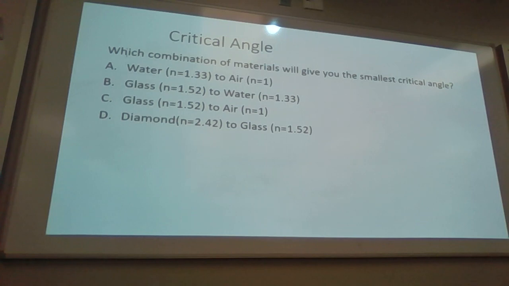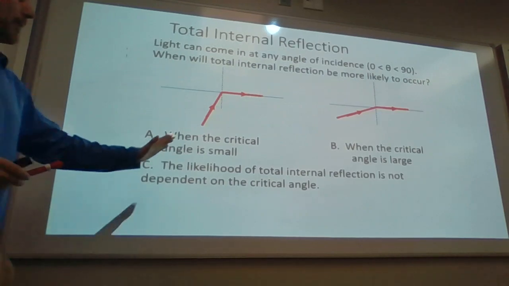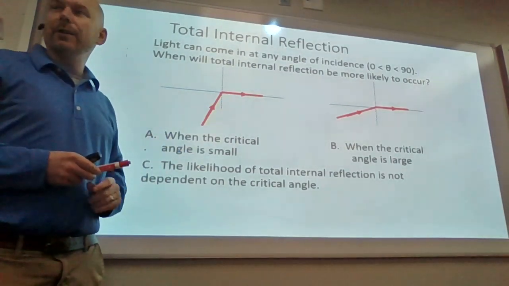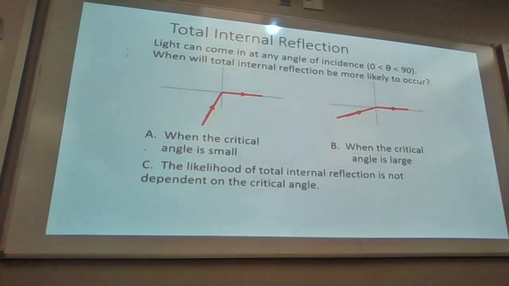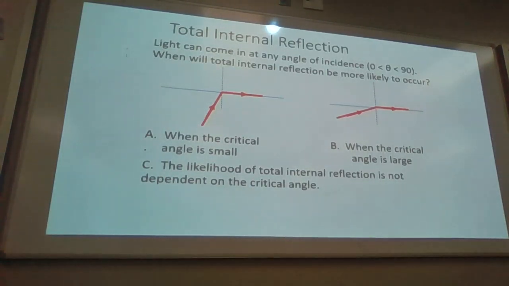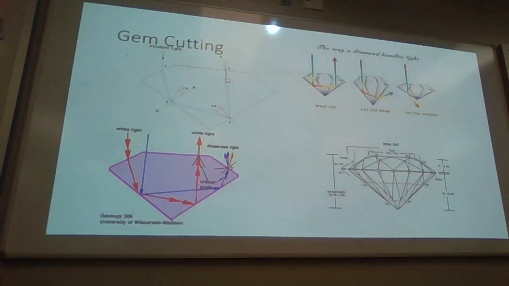Correct answer is D. Diamond to glass. Why? Because there's a bigger contrast in indices of refraction. Okay, the bigger the difference, the greater the bend is going to be. The greater the change in speed, the greater the deviation from the straight line path. Good with that? So, one application of this is why diamonds look so good when they're cut well.